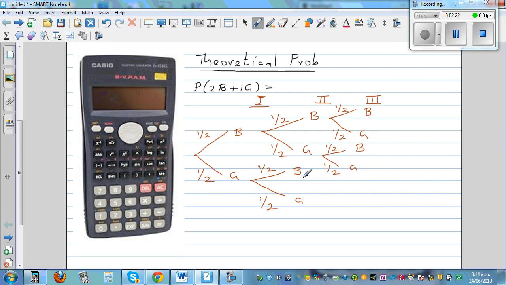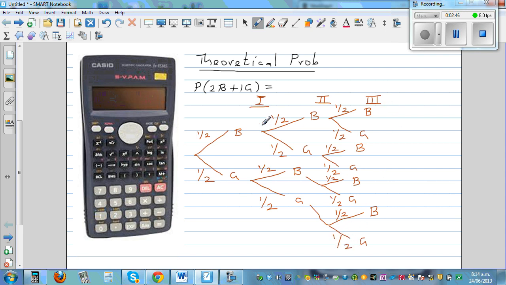Okay, this is where it's getting messy, so let me do the branches like this. So this is a boy and a girl. You've got half and half, half and half, and from here you can have a boy and a girl. So we are interested in the probability of having two boys and one girl.